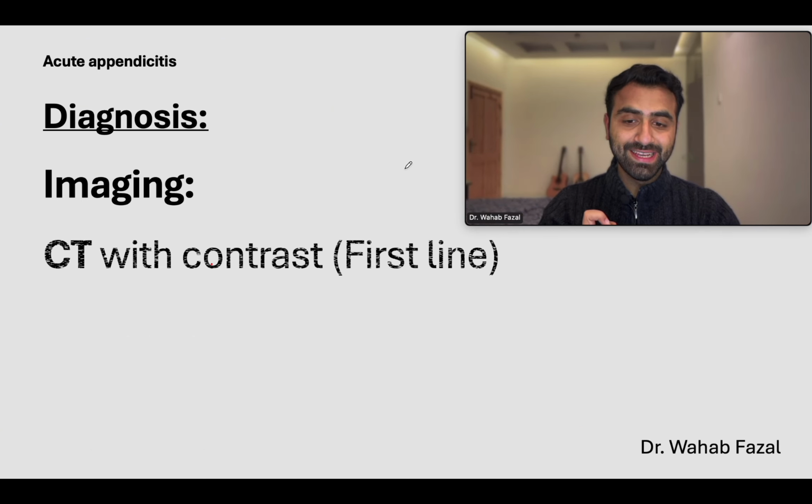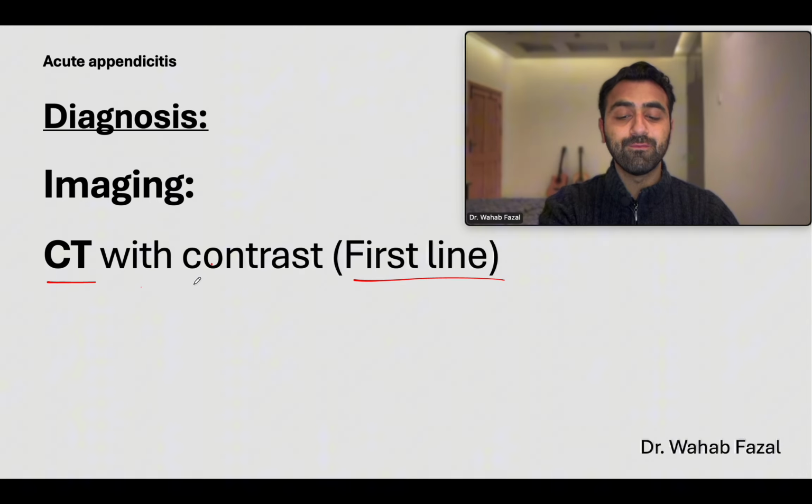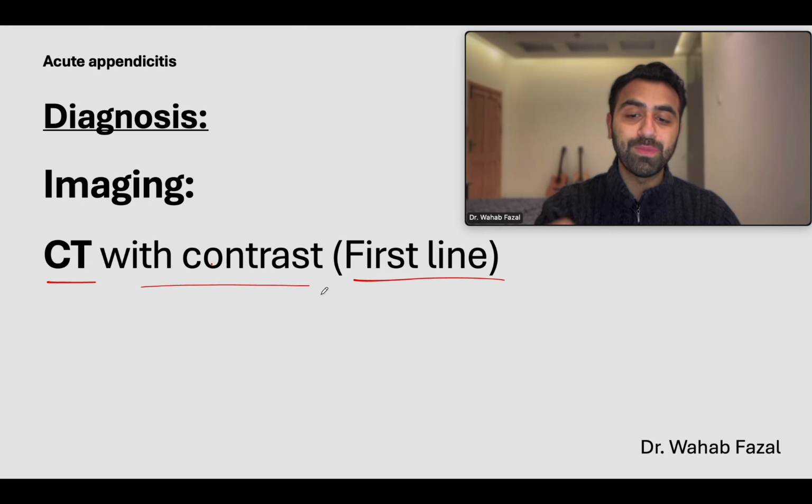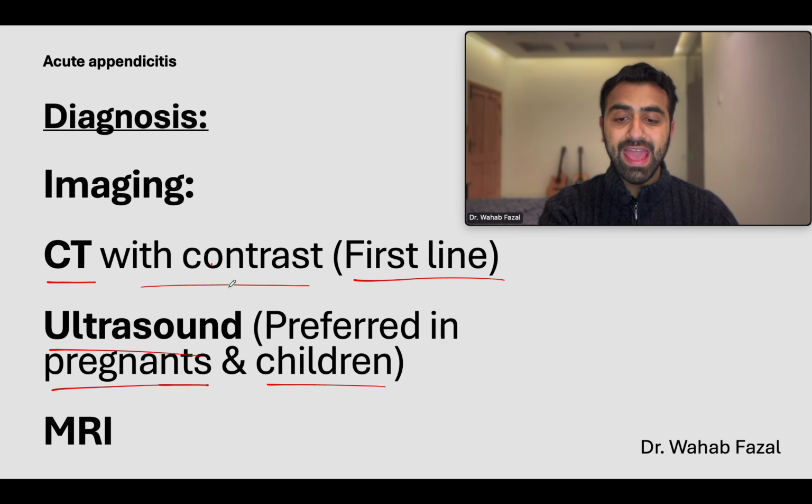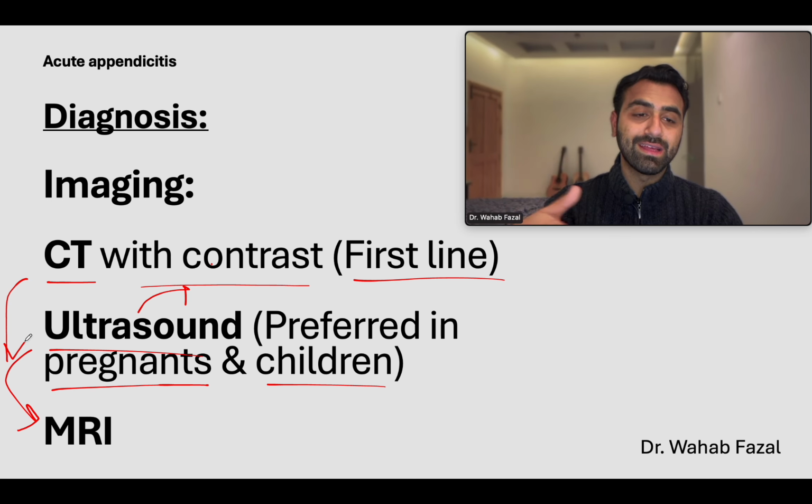Now for imaging, our most important first line thing is going to be CT with contrast of abdomen and pelvis. This is going to be our first line imaging study for people with appendicitis. And for pregnant women and children, this is going to be ultrasound. And if ultrasound is inconclusive in pregnant women and children, you can go for MRI. Similarly, if CT with contrast is inconclusive, you can go for an MRI to make things more clear.